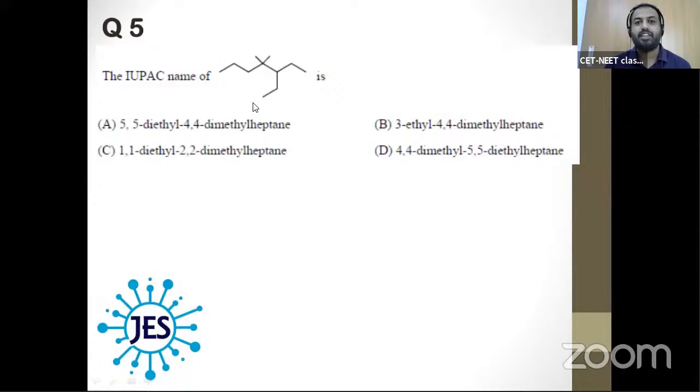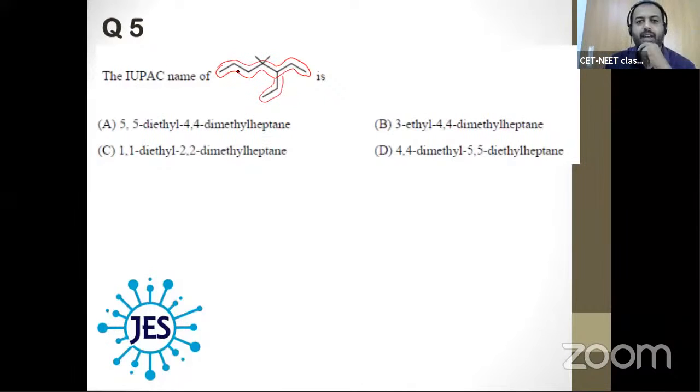First aspect is to identify the longest chain. Which is the longest chain here? One second, let me select the pen. Yes, this must be the longest chain. See, straight chain. Because even if you take it the other way as the longest chain, there are two chains of equal lengths. It's one and the same.